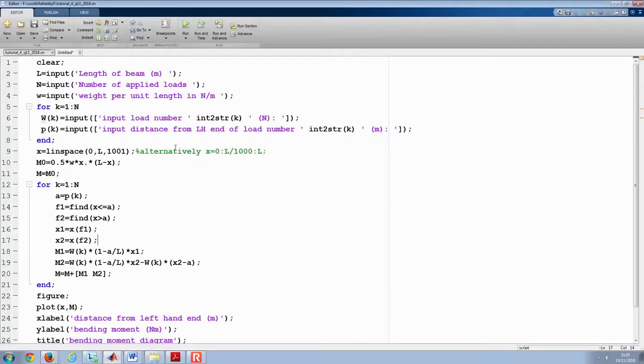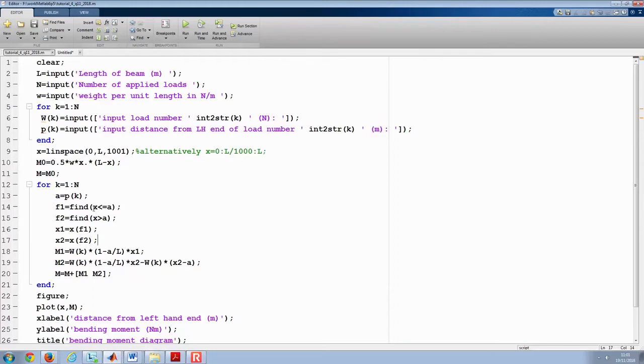And this is how it's done. So x is a vector there. A is p of k. So for simplicity, I'm going to say that p of k, the position of load number k, so I'm focusing on load number k, the position of load number k is A.